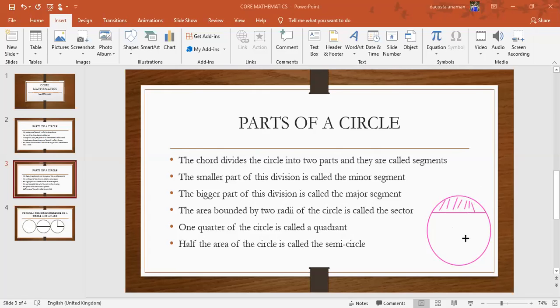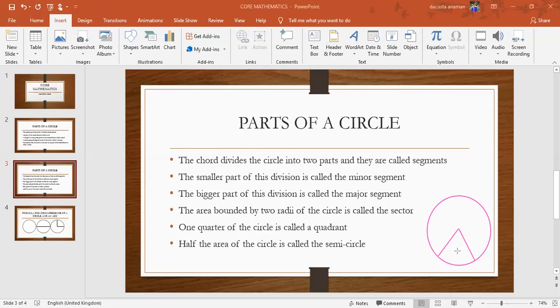Now, the area bounded by 2 radii of a circle is called the sector. Let me explain this one. So we have one radius moving from the center of the circle to the circumference of the circle. And we have another radius moving from the center to the circumference of the circle. Now, if you have one, it is called a radius. If you have 2, it is called radii. So that's the difference.